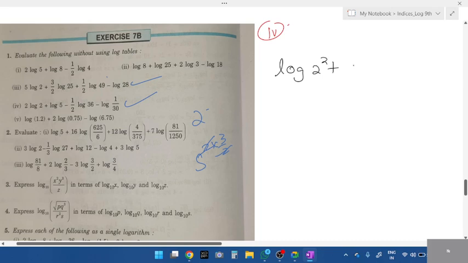Hmm. Huh? 5 to the power of 1 by 2. Where is 1 by 2 written? Hmm. What is this? Any new method? Before log 5, do we have any value? Then how can you write log 5 to the power 1 by 2? What do you do? Where is log? Where is that 1 by 2? With log 36 or log 5?